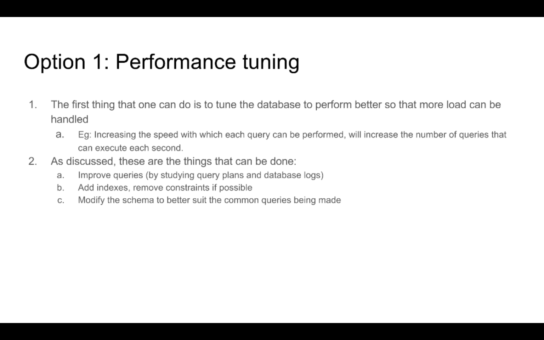The three main things that we've already discussed that can be done is that number one, queries can be improved, and we can do this by studying the query plans and the database logs. The second thing is to add indexes or remove constraints or to alter some of the structures in the schema to increase the read or write performance of the database. The third thing to do, which is the hardest to do in this list, is to modify our schema to better suit the common queries that are being made on the database.